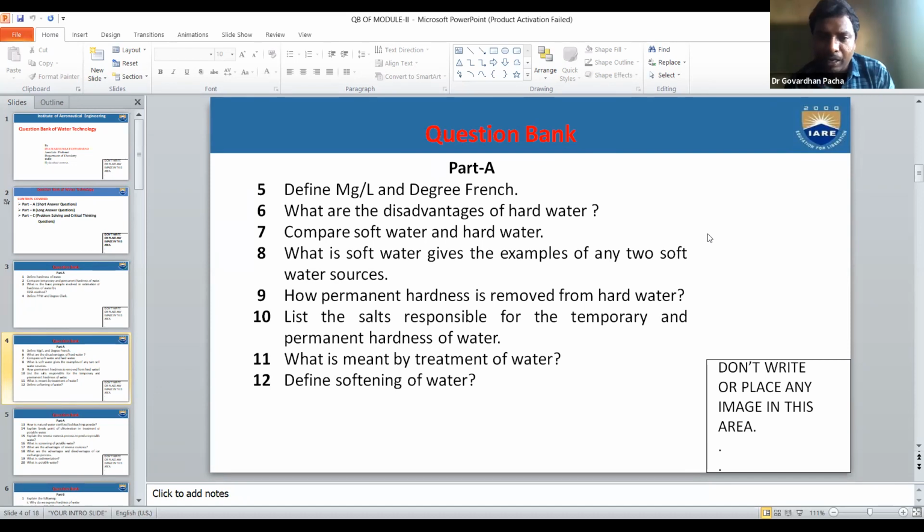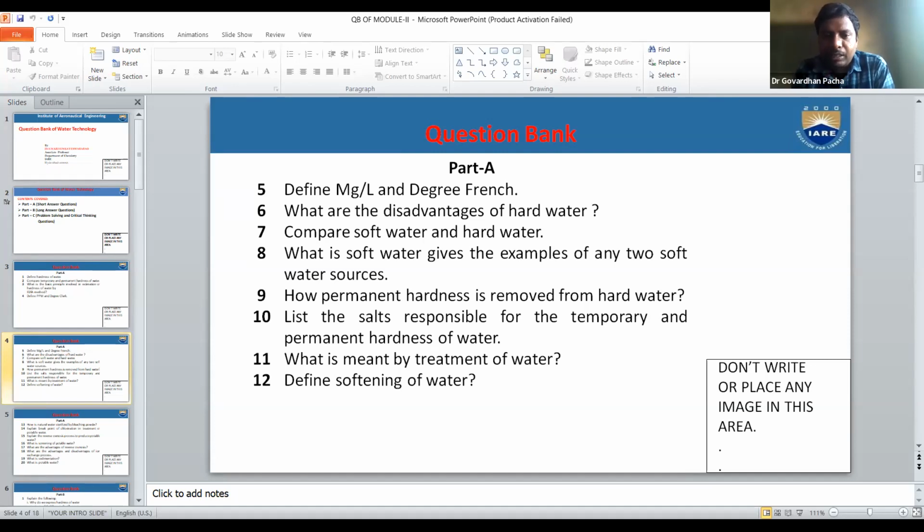What about permanent hardness, amma? Sulfates, chlorides, nitrates. Okay, ma. That means calcium sulfate, calcium chloride, calcium nitrate, and magnesium sulfate, magnesium chloride, magnesium nitrate. All of these salts cause permanent hardness.